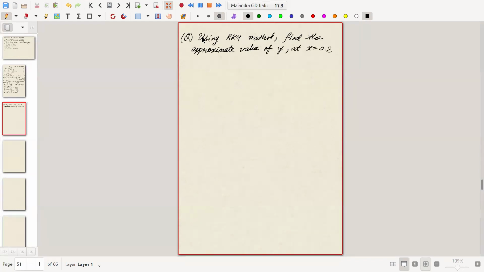Given that, what is given to you? dy by dx equals x plus y, and y equals 1 when x equals 0. So at x equals 0, y equals 1, right? And your job is to find the value at x equals 0.2. So I suggest that you just take h equals 0.2 and start. So in one step you can get your output.